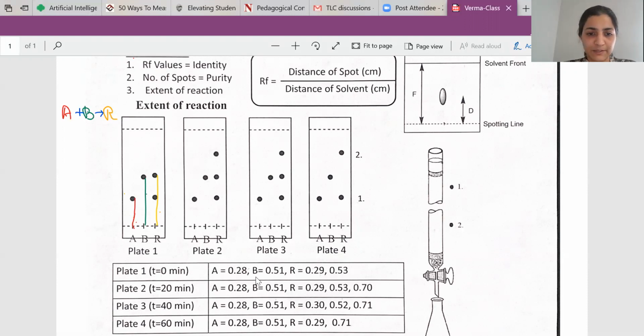Look at the RF values here. The RF value of sample A and the first spot's RF value are very similar. And this is where the identity part of the TLC comes into play.